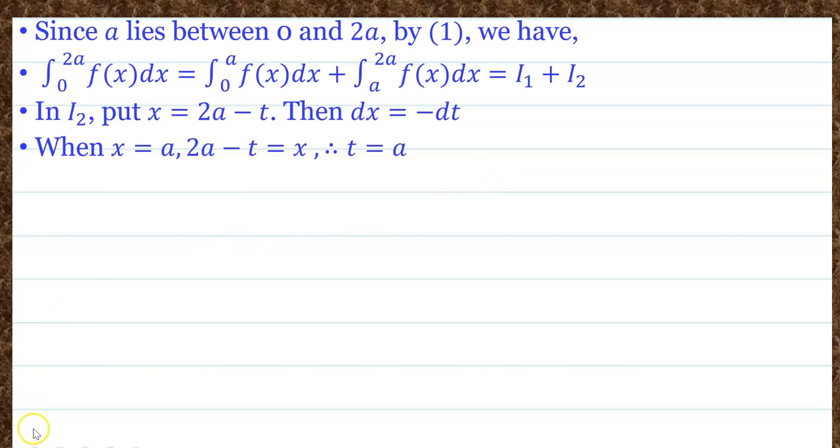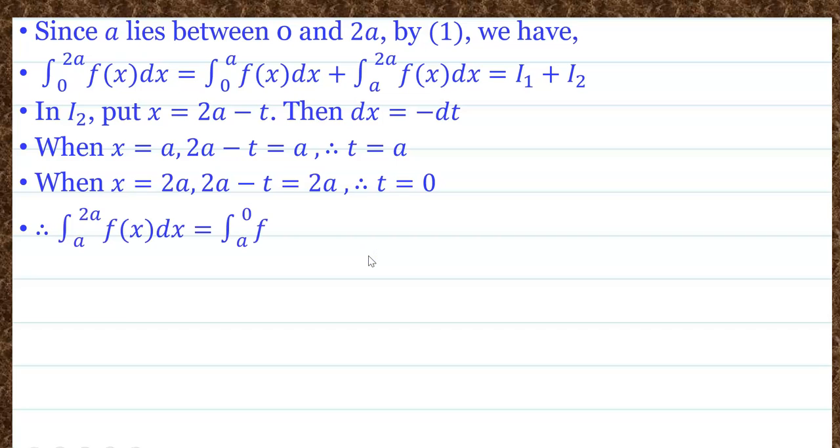Now, when we substitute x is equal to a, that is 2a minus t is equal to a, and if we evaluate it, t is equal to 2a minus a, that is t is equal to a. Next, when x is equal to 2a, that is 2a is equal to 2a minus t, 2a gets cancelled on both sides. Therefore here you will get t is equal to 0, where x is replaced by 2a.